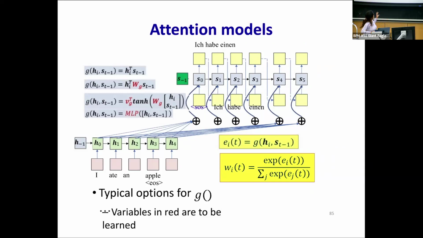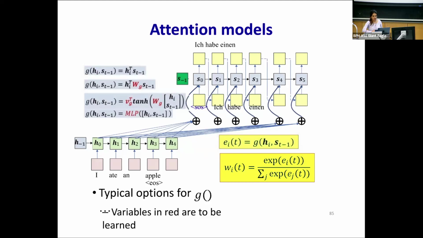So WG in the second equation that you see is a learned parameter. The first one is more useful when both the dimensions of the encoder's hidden state and your decoder's previous state have the same dimensions. But the second equation we use more when your encoder's hidden state and your decoder's previous hidden state have a dimension mismatch. So then we use a transformation WG.